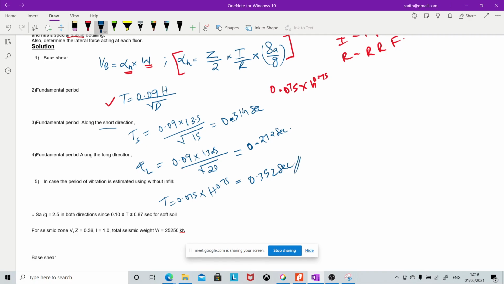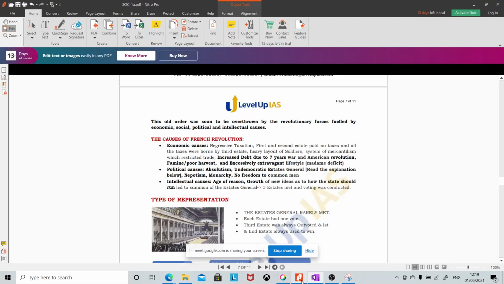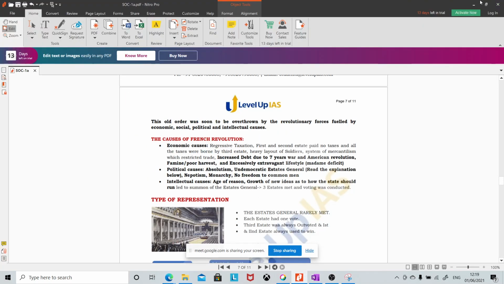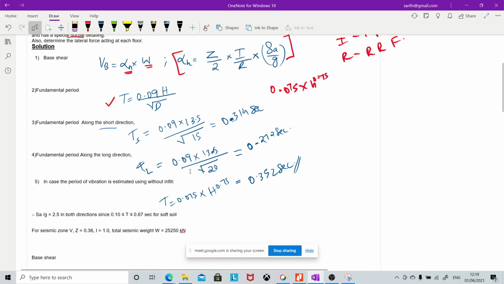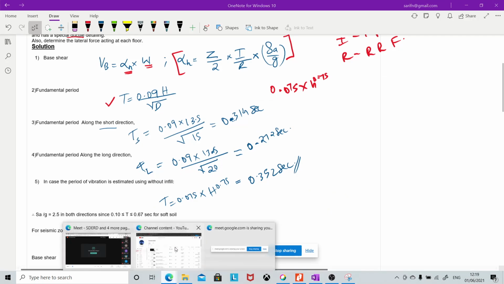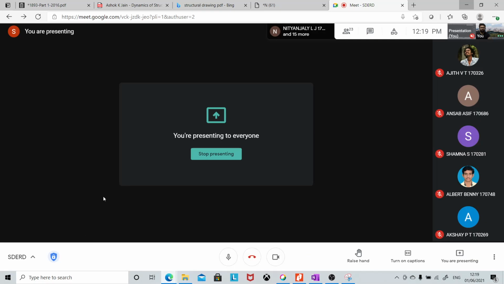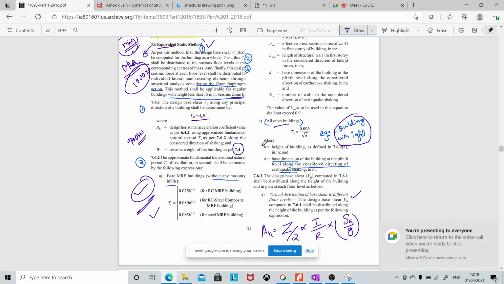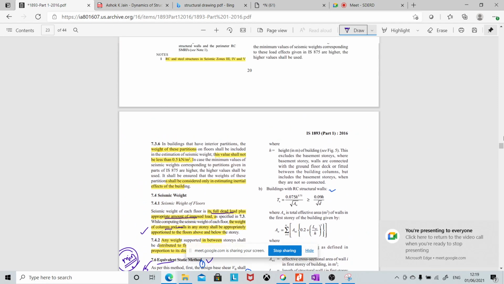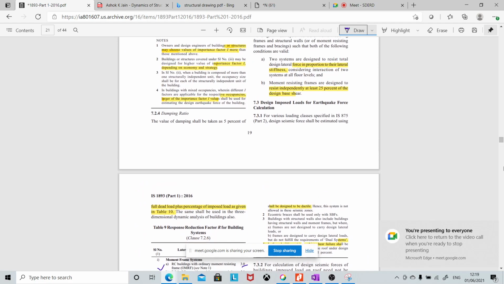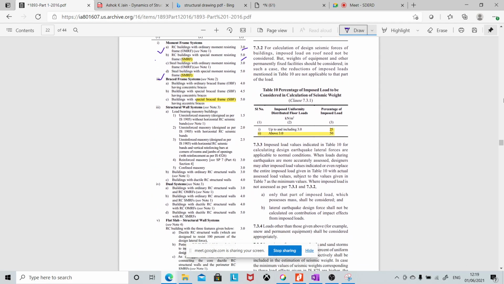Now these are the basic different time period values. Now we need to go to the code. So when we go to the code, what we can see is, where is the code? Here if you go to the code, you can see that, where is it?